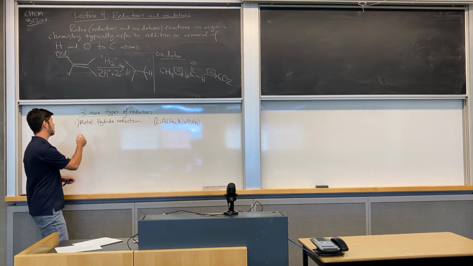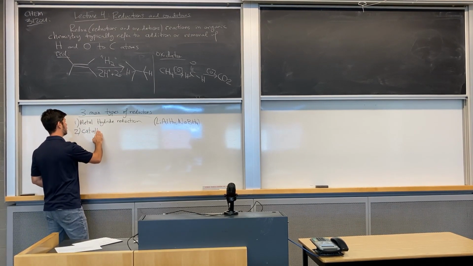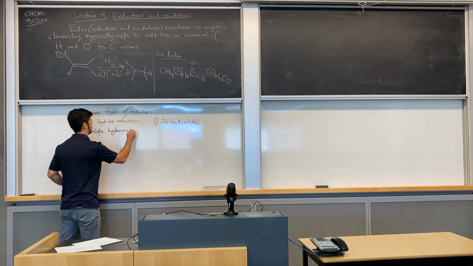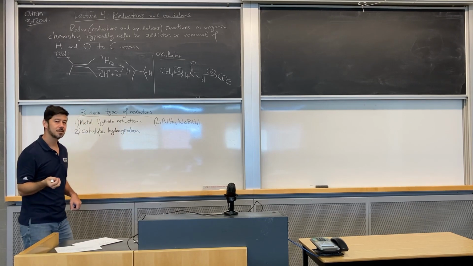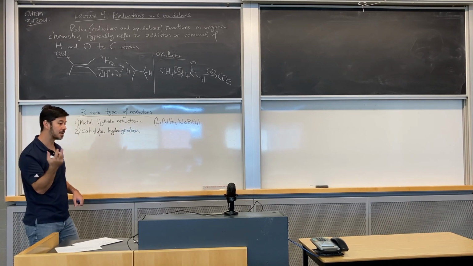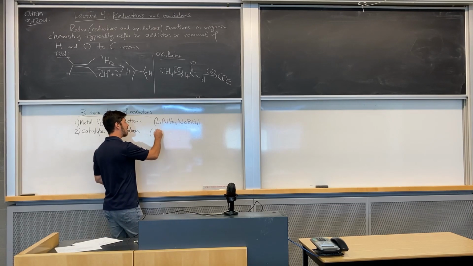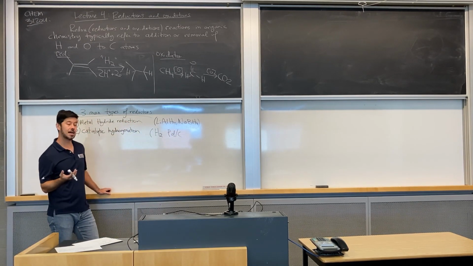Another type of reduction is catalytic hydrogenation. This could be either a homogeneous catalyst or a heterogeneous catalyst, typically involving H2 over a catalyst, and then this metal catalyst is able to reduce usually a double bond. You have seen things like this before, like hydrogen over, for example, a palladium carbon catalyst, which is an example of catalytic hydrogenation.